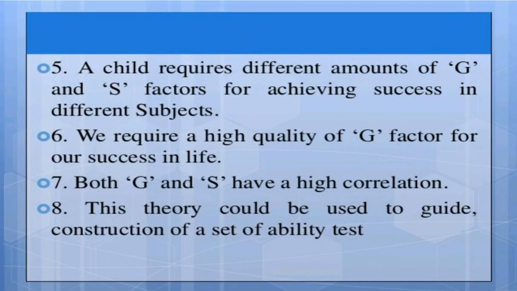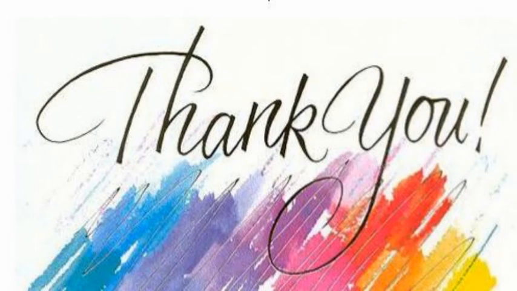A child requires different amounts of G and S factors for achieving success in different subjects. We require a high quality of G factor for our success in life. Both G and S have high correlations. Thus, this theory can be used to guide construction of a set of ability tests. Please make utilization of this theory.